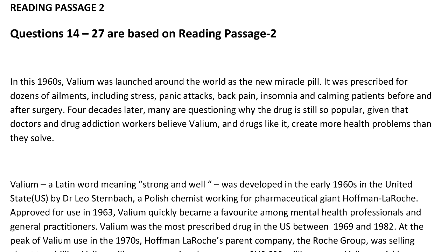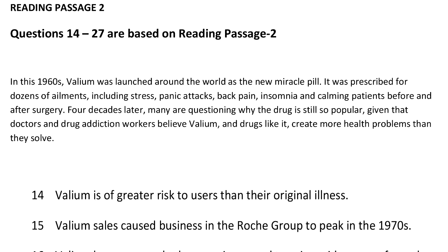So here is the passage. Look at your screen and read the passage. Now look at question number 14. In question number 14, it is given that Valium is of greater risk to users than their original illness. So can you find out where the answer lies in the first paragraph? See, look at the last sentence of the first paragraph. Valium and drugs like it create more health problems than they solve.